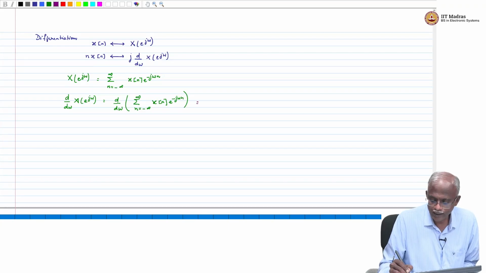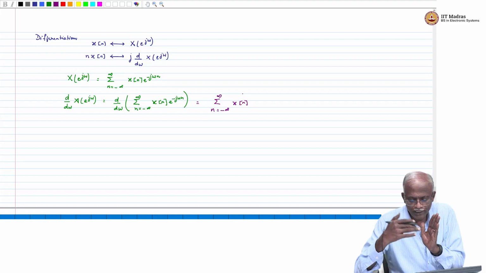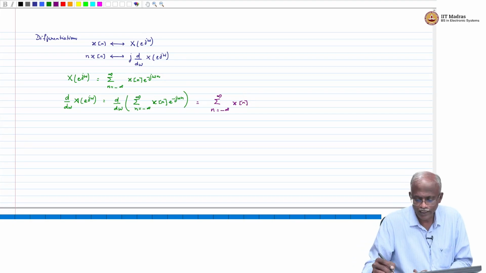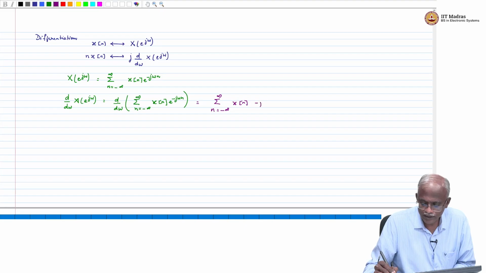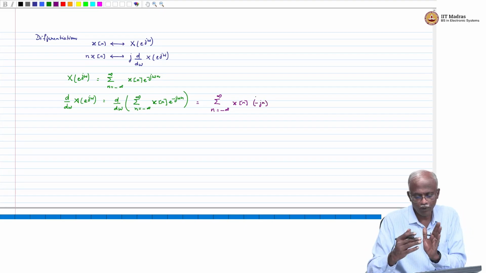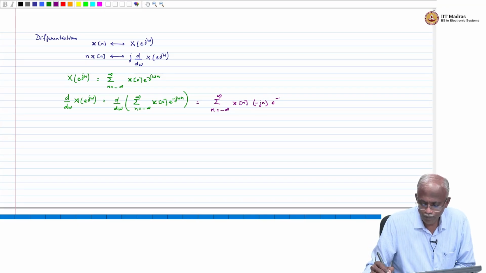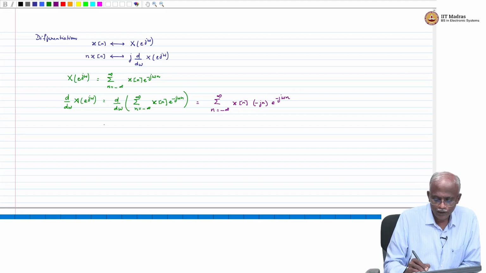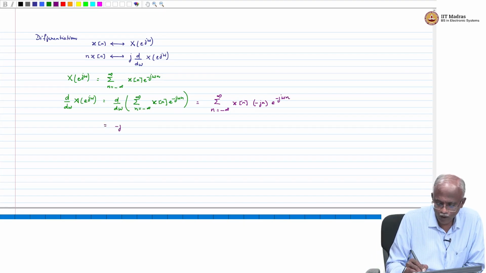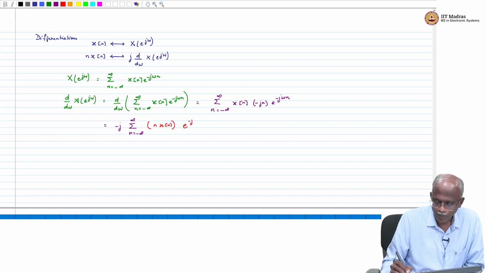So we can write this as summation n equal to minus infinity to infinity, x of n is just a scale factor, differentiating with respect to omega e power minus j omega n, we get minus j times n. Right? That's the product when you do the power rule. So this is what comes down, and you get e power minus j omega n. Okay, so we will bring minus j outside, summation n equal to minus infinity to infinity. I'm going to combine n x of n, and then I have e power minus j omega n.